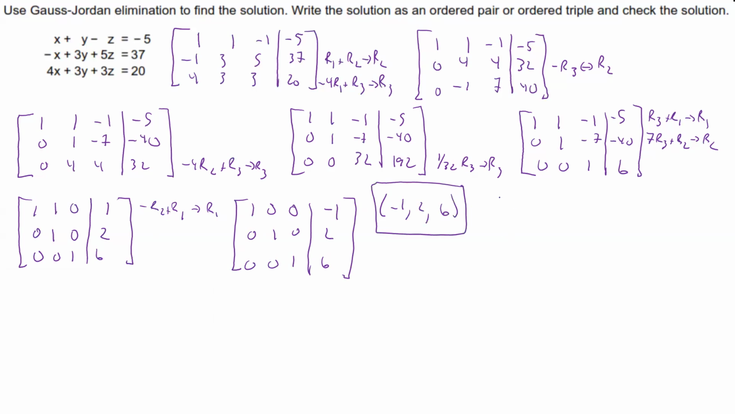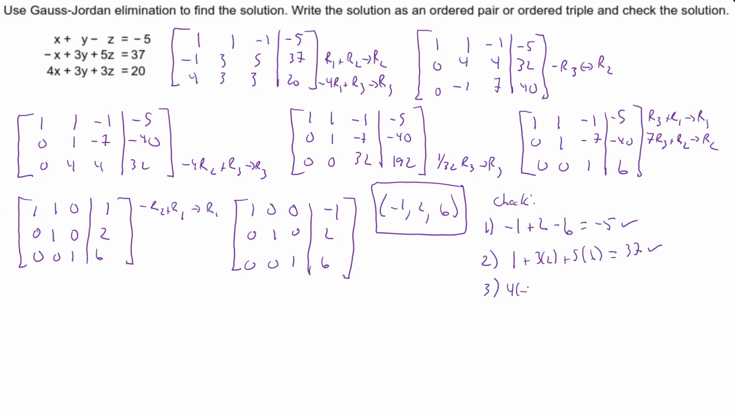Okay, now we do the check. So for equation 1, I'm going to have x, which is minus 1, plus y, which is 2, minus 6, and that's supposed to equal negative 5. Well, that's going to be minus 4 minus 1, so it's minus 5, so that works. Here we have minus 1, so it's going to be 1 plus 3 times 2 plus 5 times 6, and that's supposed to be 37. So I have 36, 37, so that works.